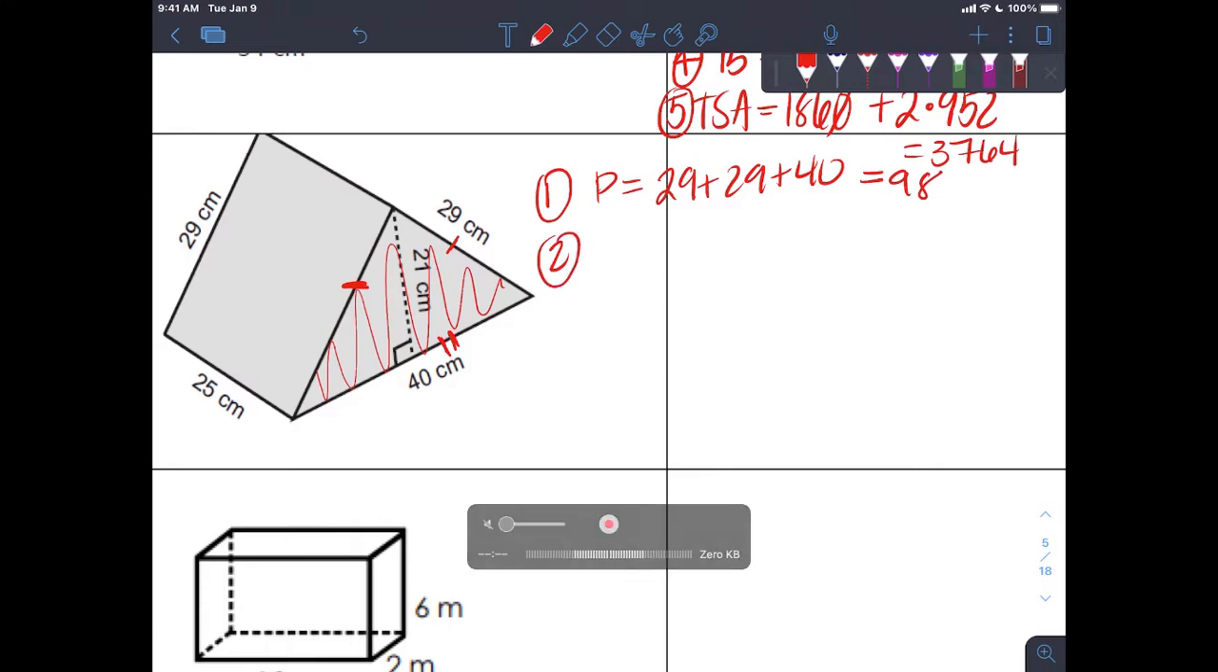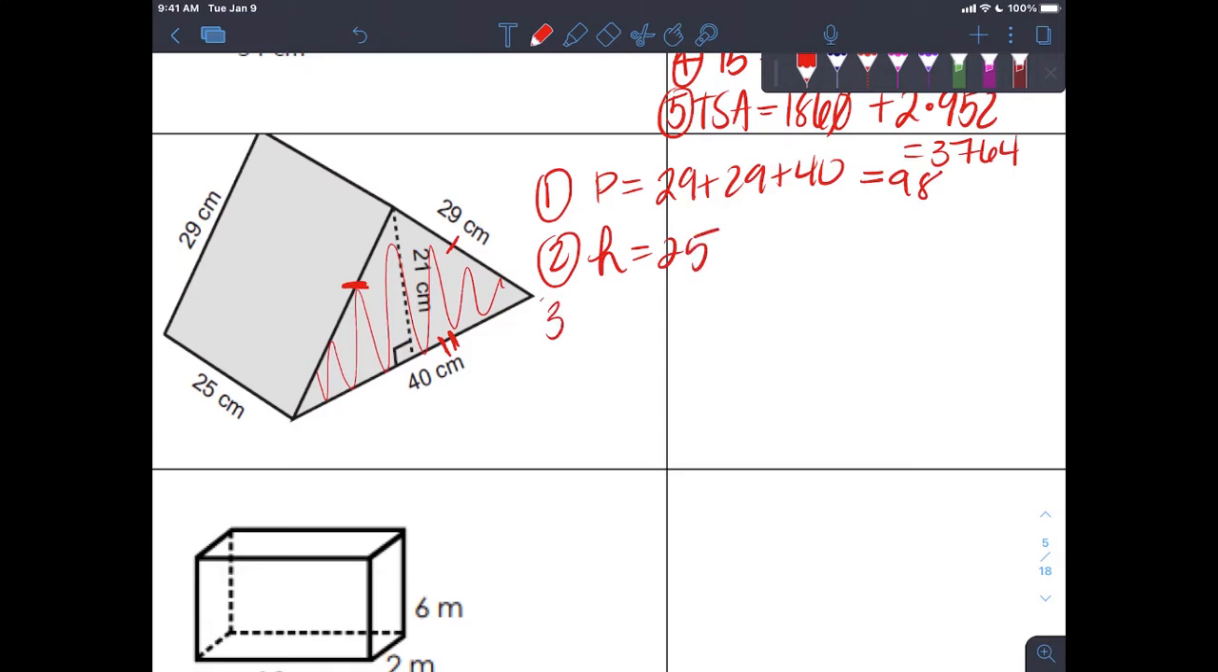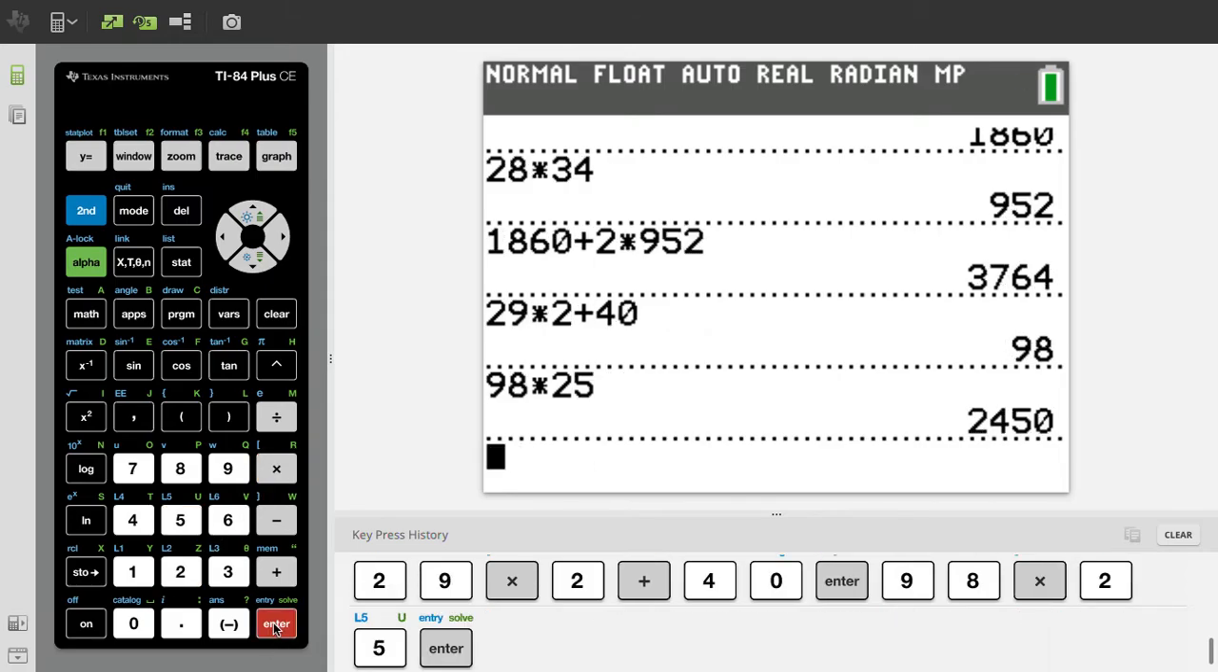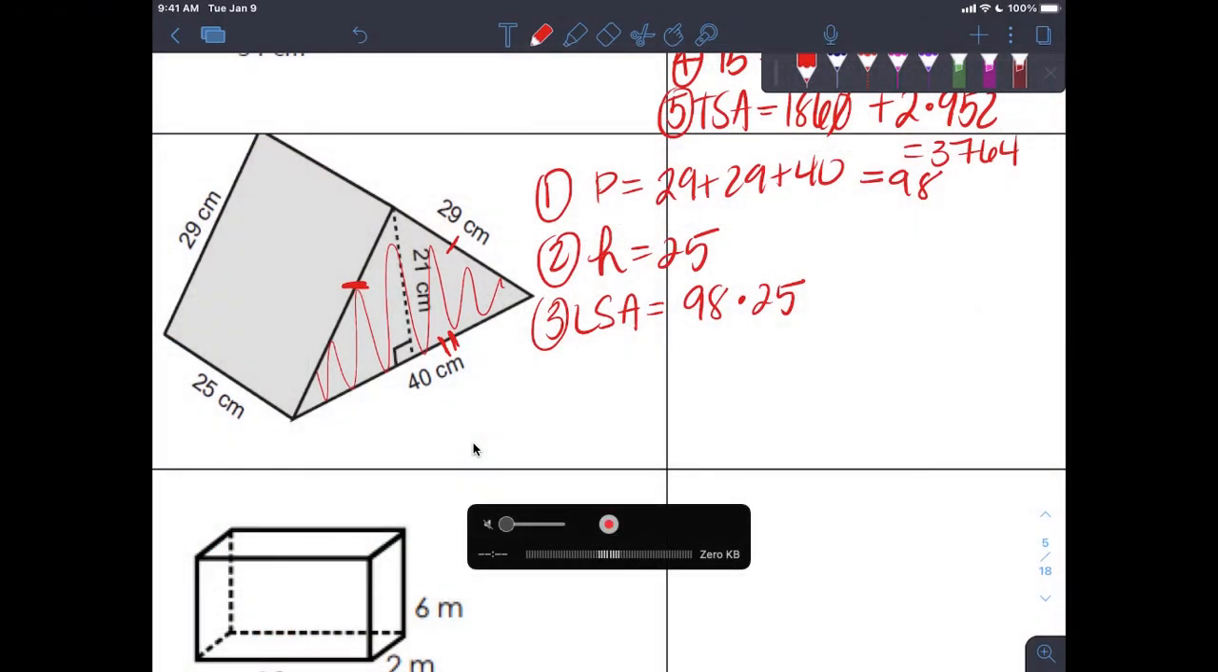Now I need to find my height, but not the height of my base, which is this guy. Instead, the height of my object, which is this one, 25. Now I can go ahead and find my lateral surface area. I just take those two numbers and multiply them together. And I end up with 2,450.